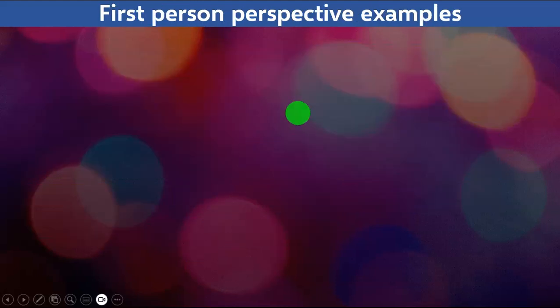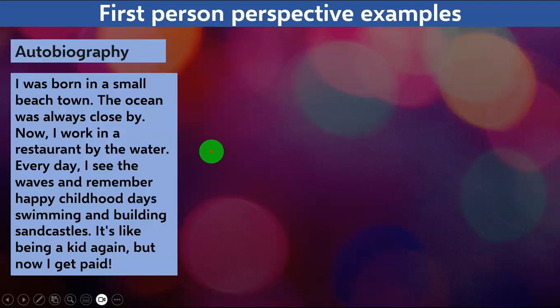All right, first person perspective examples. Now, let us look at an example of an autobiography. Right? Here is an example of an autobiography. Autobiography is something which a person writes about himself. I was born in a small beach town. The ocean was always close by. Now I work in a restaurant by the water.